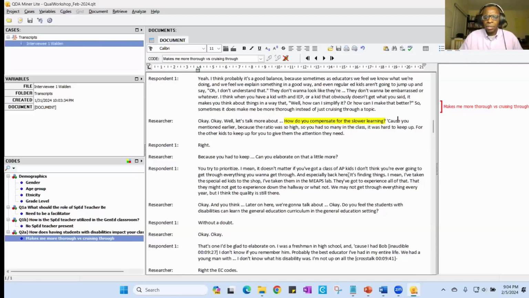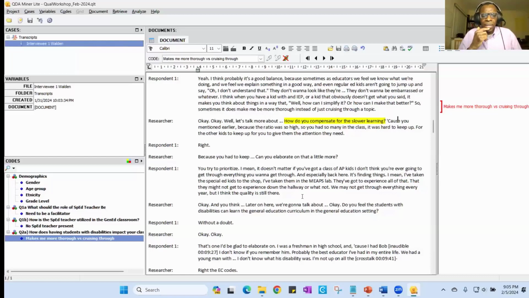And especially back here, it's finding things. I mean, I've taken the special ed kid to the shop. I've taken them to the MEAPS lab. They've got to experience all of that they might not get to experience down the hallway or whatnot. We may not get through everything every year, but I think the quality is still there. Okay, and you think later on here we're going to talk about, okay, do you feel the students with disabilities can learn? Okay, how do you compensate for the slower learning?